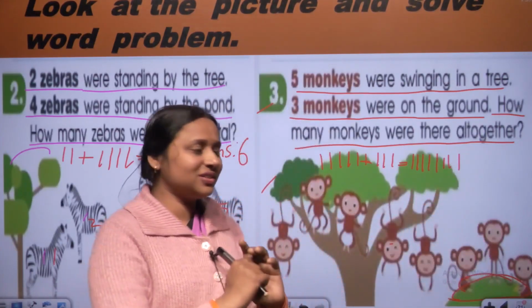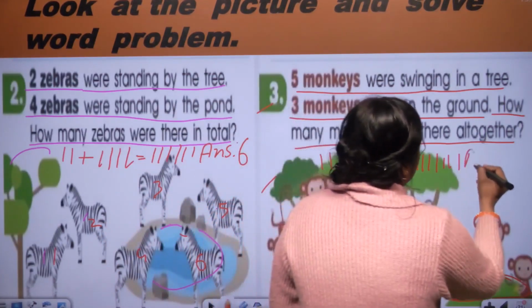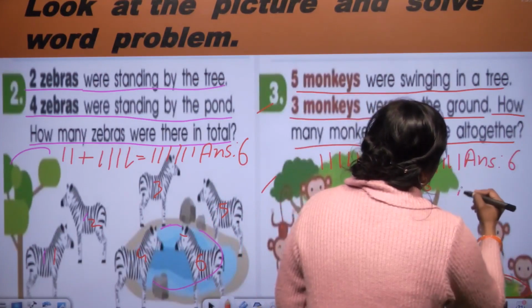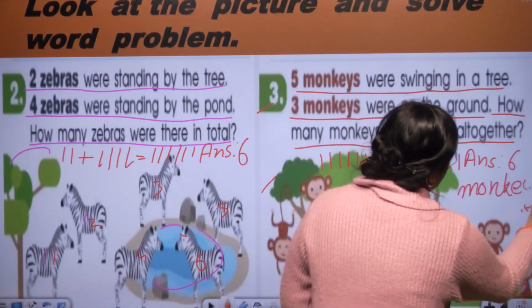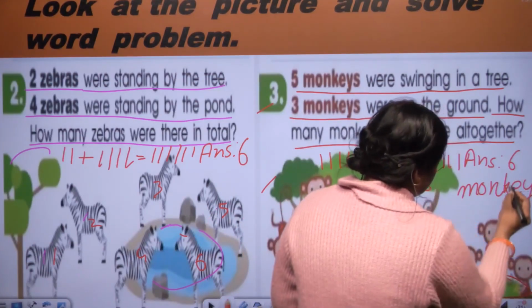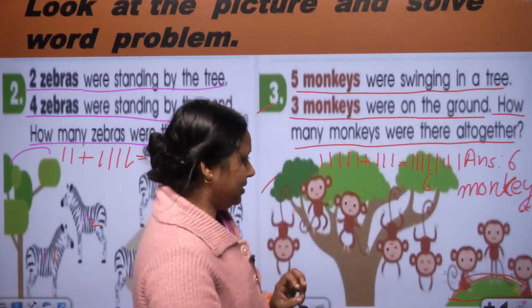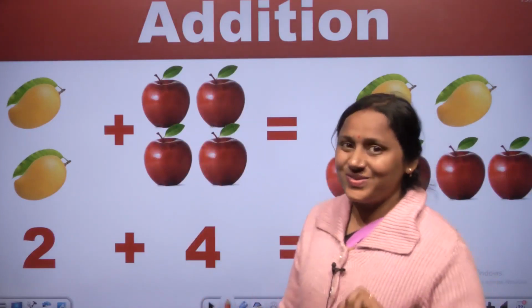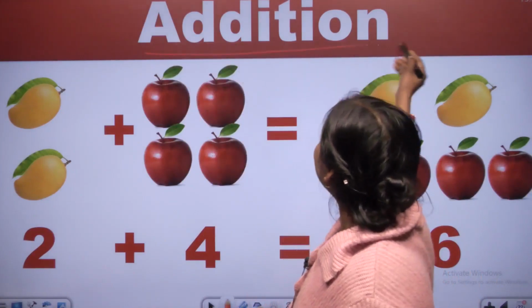1, 2, 3, 4, 5, 6, 7, 8. How many monkeys total? Yes, 8 monkeys all together. Now, with the help of fruits, here we learn addition.